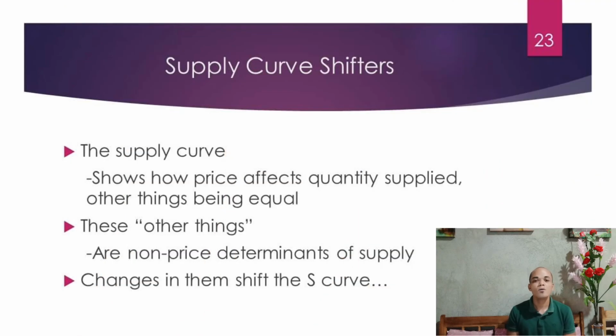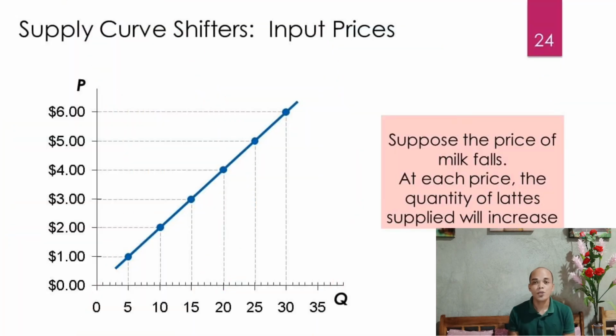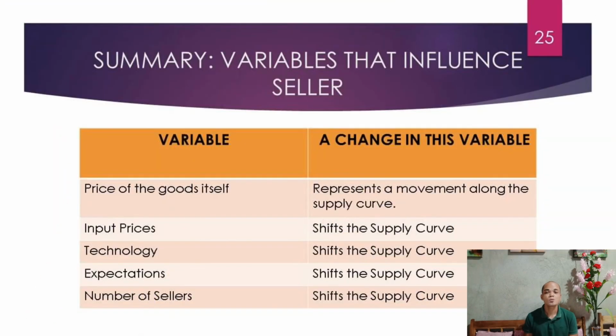So, supply curve shifters. It shows how the price affects the quantity supplied, other things being equal. Other things are non-price determinants of supply. Changes in them shift the S curve. So here is an example. Suppose the price of the nut falls. At each price, the quantity of lattes supplied will increase.